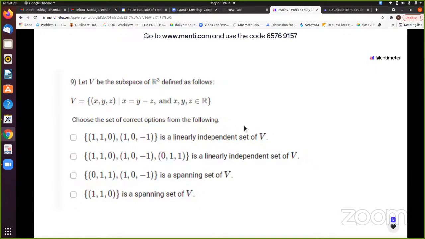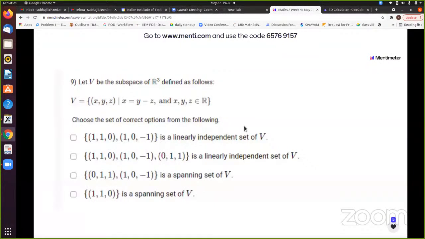Yes, sir. These are all subsets of R3, right? I'm confused about how to start the question. I understand the concept of independence, but when they are all mixed, I get confused. Answer this question stepwise, okay? First, tell me, are all these subsets of R3?